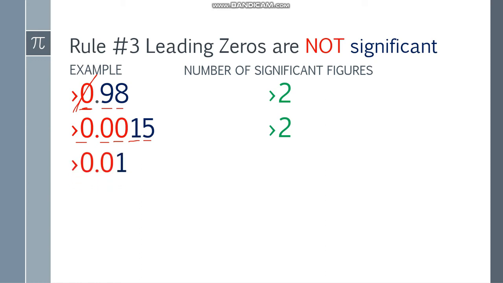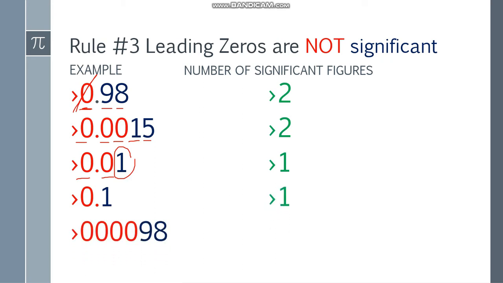Next one, 0.01. The two zeros here on the left are not significant. They are leading zeros, so we just count this one: one significant figure. Next one is 0.1. Yes, also one significant figure. And lastly, 0.00098. These zeros are not significant, so we will just count 9 and 8. That will be two significant figures.